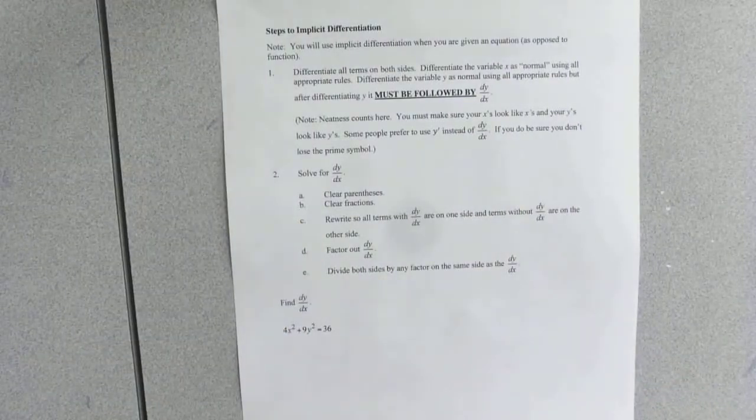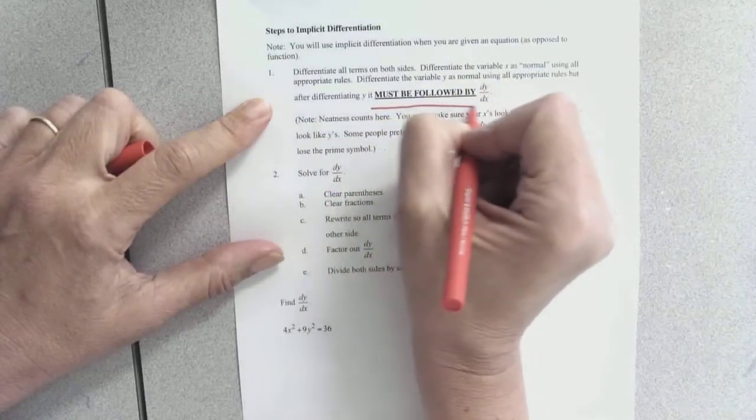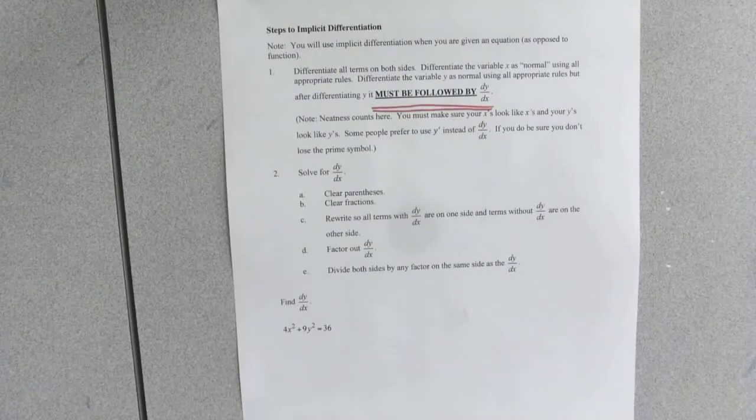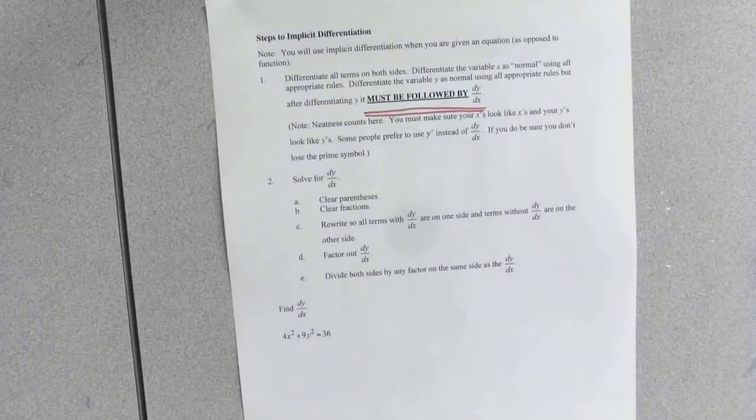But here are actual steps. Steps to implicit differentiation. Note you will use implicit differentiation when you're given an equation as opposed to a function. One, differentiate all terms on both sides. Differentiate the variable x as normal using all appropriate rules. Differentiate the variable y as normal using all appropriate rules, but after differentiating y, it must be followed by dy dx. Because we're viewing y as an implicit function of x, there's kind of like this hidden inside function. And then the chain rule, every single time we have an inside function, you end up multiplying by the derivative of that inside function, which is that dy dx.